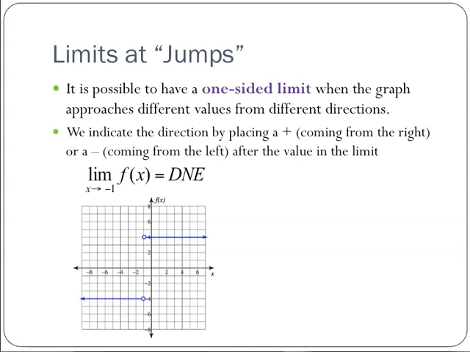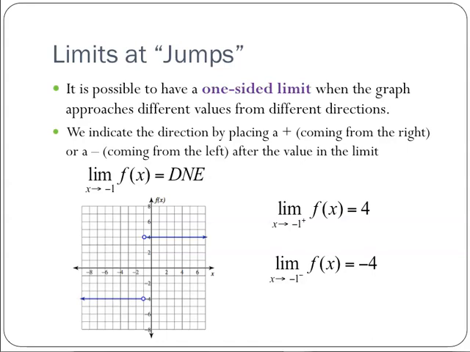So if I'm coming in from the right, I would say the limit as x approaches -1, with a little plus sign after it to indicate it's coming from the right. We would say that limit as x approaches -1 from the right is equal to +4. And same thing on the other side: the limit as x approaches -1 from the left is equal to -4.